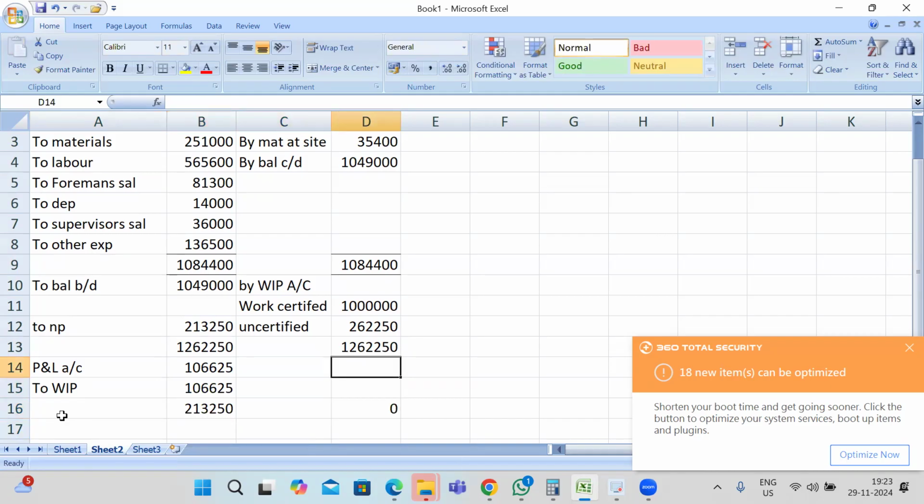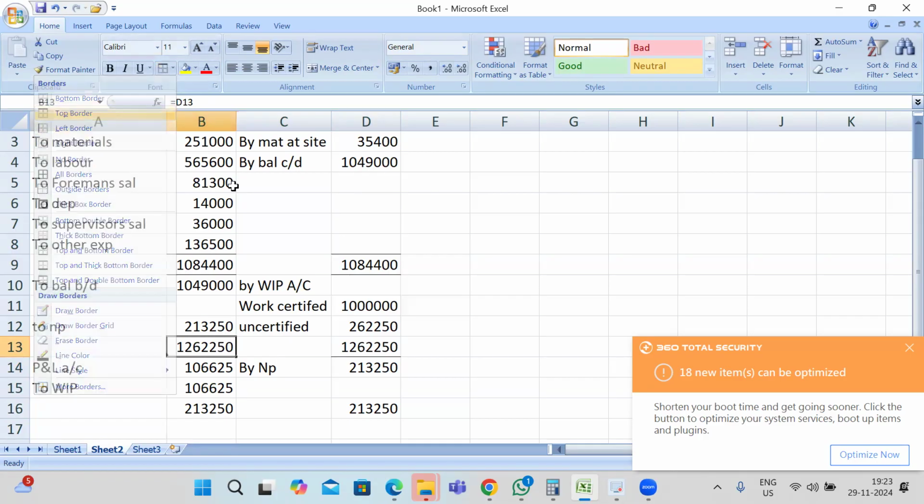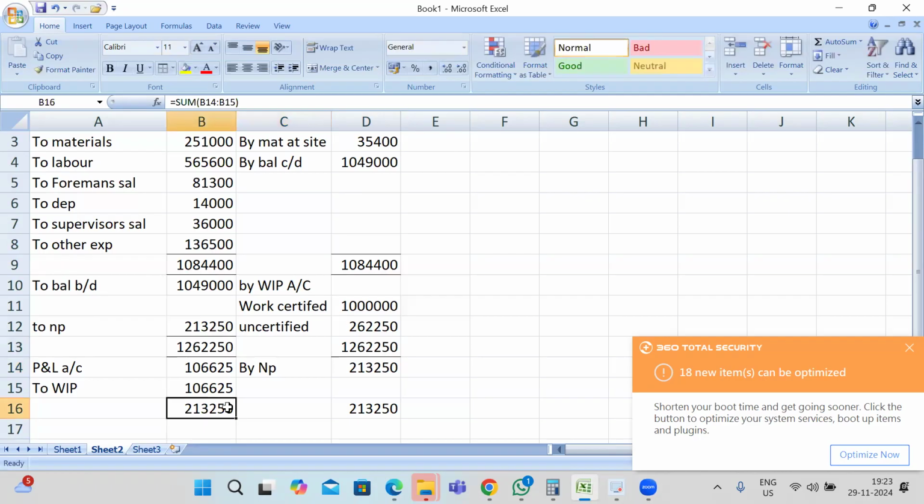2,30,250. So this is a simple question, but we have a complication while calculating work certified and work uncertified. There we are having a twist. Apart from that, this is a very simple question, I guess.